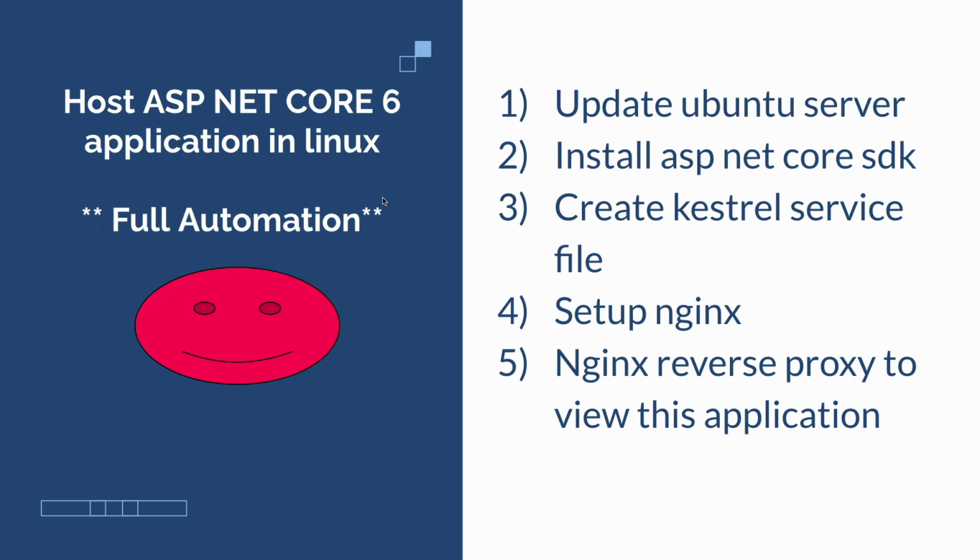I am showing you: when you are developing an application in ASP.NET Core and you want to publish it on Linux, you need to do several jobs. You need to create a VM, then update your VM, then install your SDK and Kestrel service file, then set up Nginx, and then set up a reverse proxy to view the application.